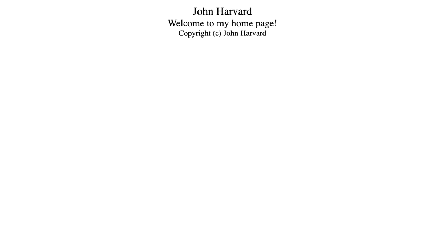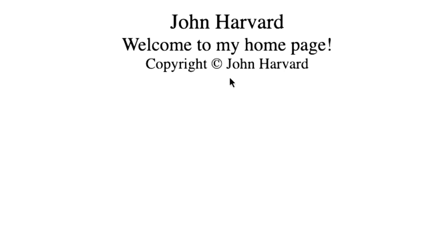Let me go ahead here and reload. And voila, if I zoom in, now we have a proper copyright symbol. And there's other HTML entities for other symbols as well, especially if you can't see them on your keyboard. All right, what happens after this?